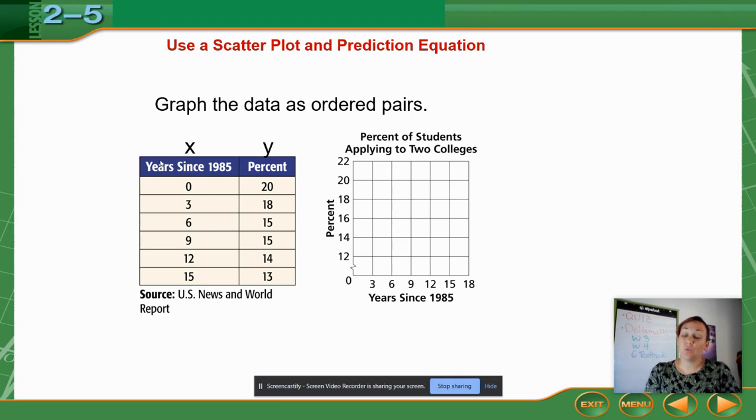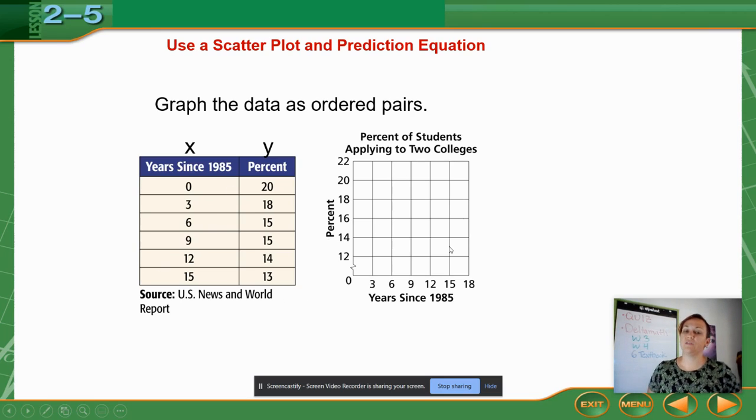Since this problem is a word problem and the numbers represent something, I'd like to point out a couple things that I did on my graph. On the x-axis, I labeled it with the words from the x column. So my x-axis is representing years since 1985. And then I also labeled my y-axis with my words from my y column, which is the percentages.